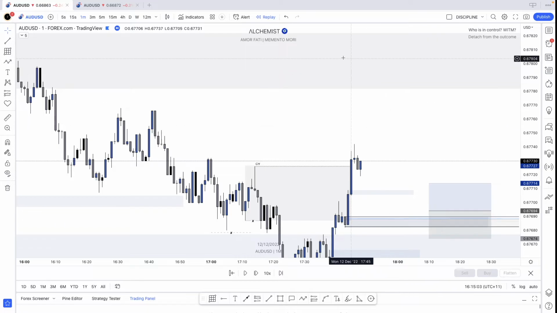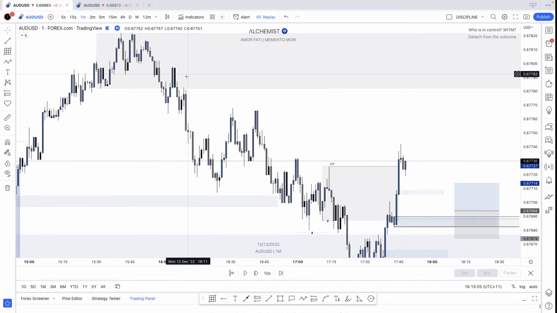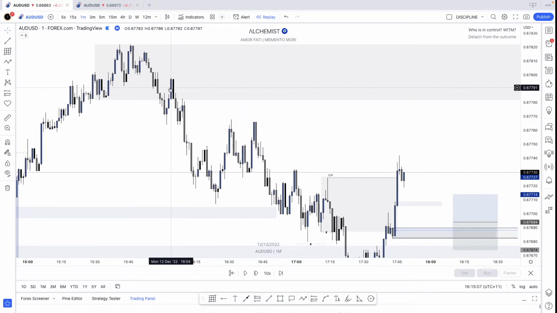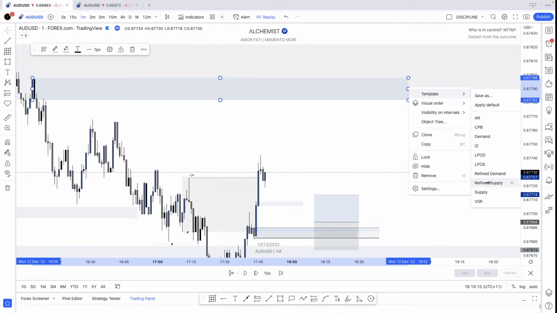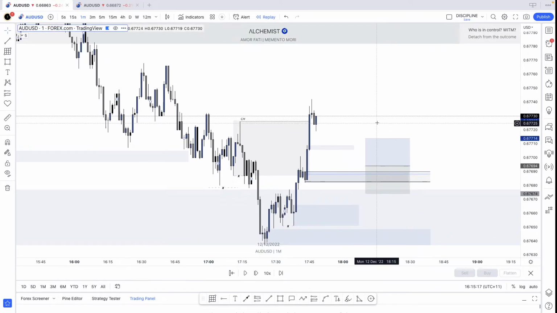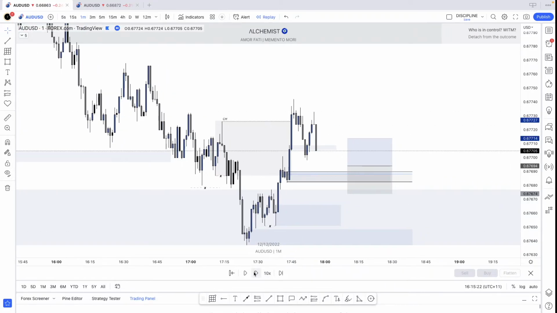Now, as we saw before, we have created a new 15-minute supply zone. And what we can see here is we have this very nice engulfed POI, which was also a flip, which would be a very nice and realistic target to be targeting if we were to be able to get into a long at this point here. So now let's see if price does return to tap us into the trade.